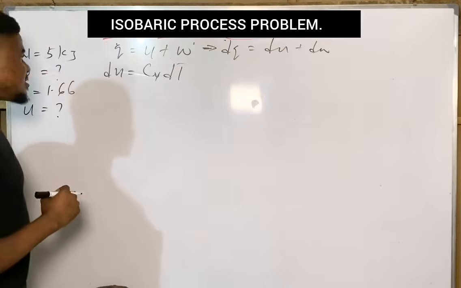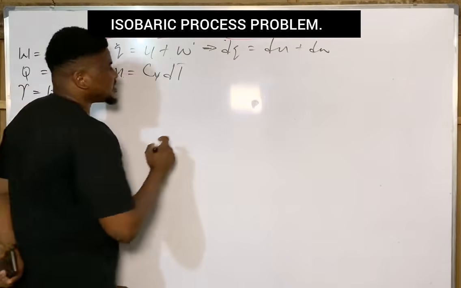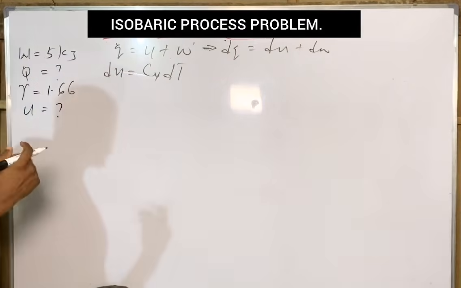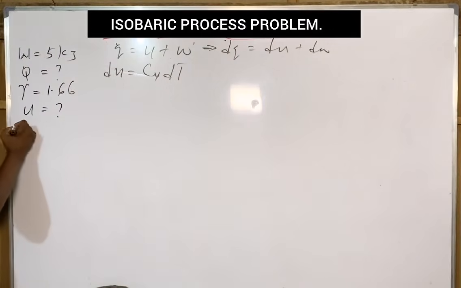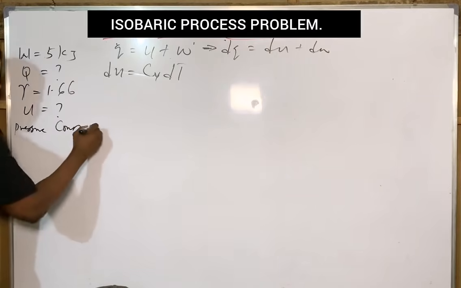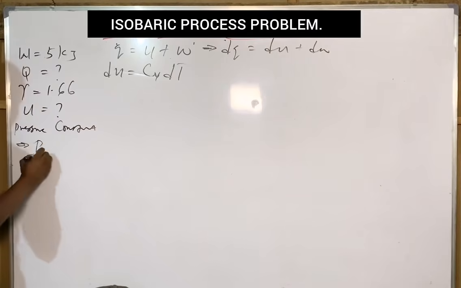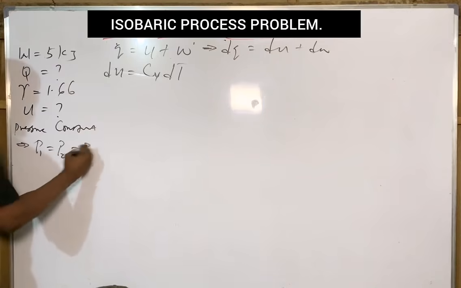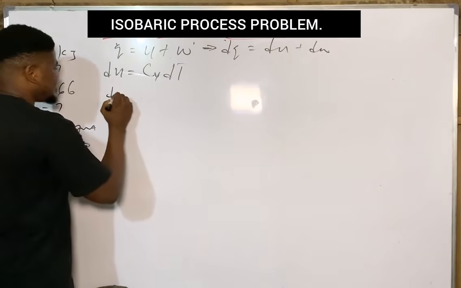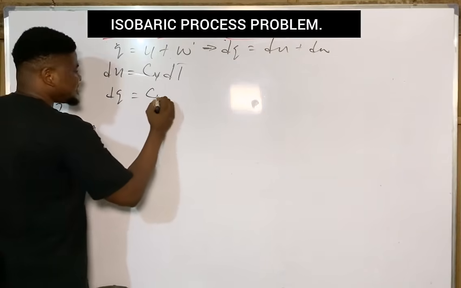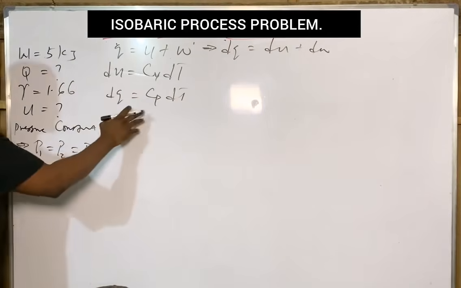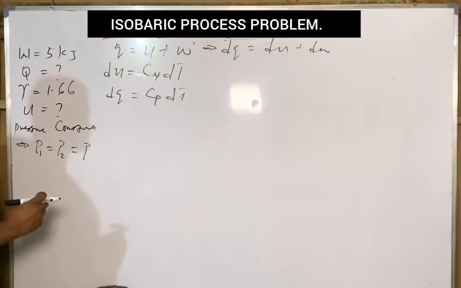dU is going to be Cv dT, and for dQ, please keep in mind that this is a constant pressure process. The question says at constant pressure, so pressure is constant. This simply implies that my P1 equals my P2, which could be likened to P. So at constant pressure, heat supplied dQ is equal to Cp dT. Also keep this in mind: at constant pressure the heat supply is given simply as Cp dT.